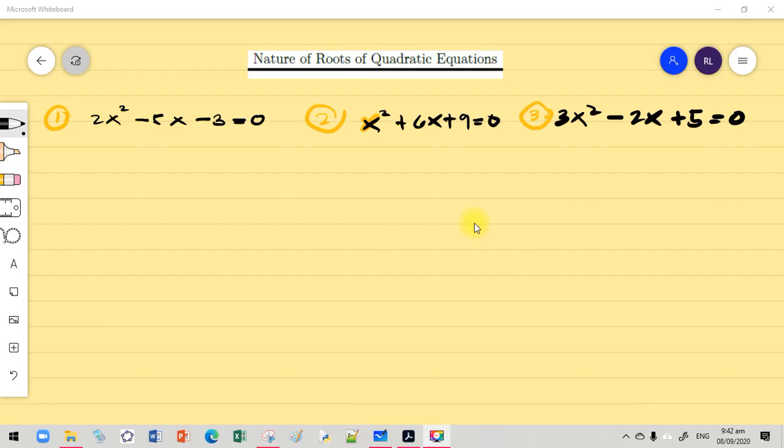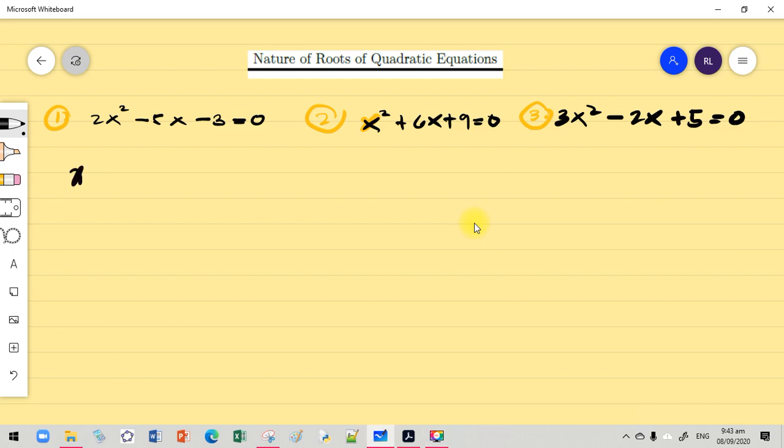Alright, in this video, we will be able to characterize the nature of roots of quadratic equations. So what we have here is three quadratic equations, and what we're going to do is solve these using the quadratic formula, and we'll get it from there. So let's start with number one.